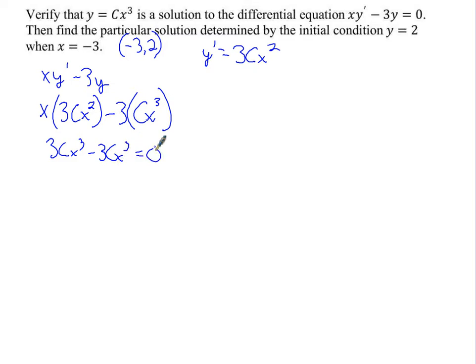So distribute the x in. 3cx to the third minus 3cx to the third equals 0. Notice what would have happened if we said, well, 3 times a constant is still just a constant. So we're going to avoid that for now, and let it be like this. And now this does actually equal 0. So y equals cx to the third is a solution.